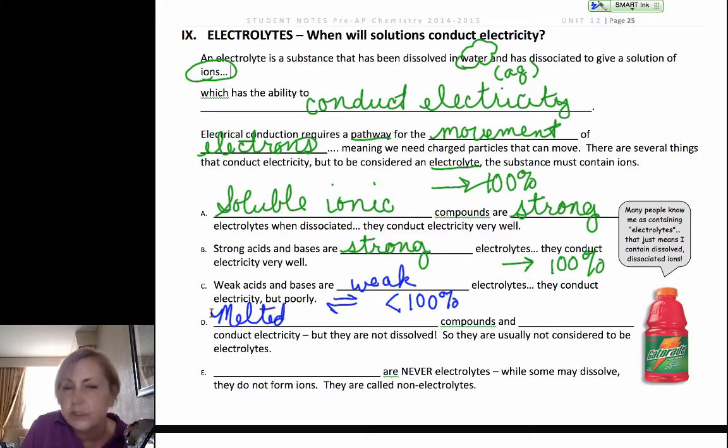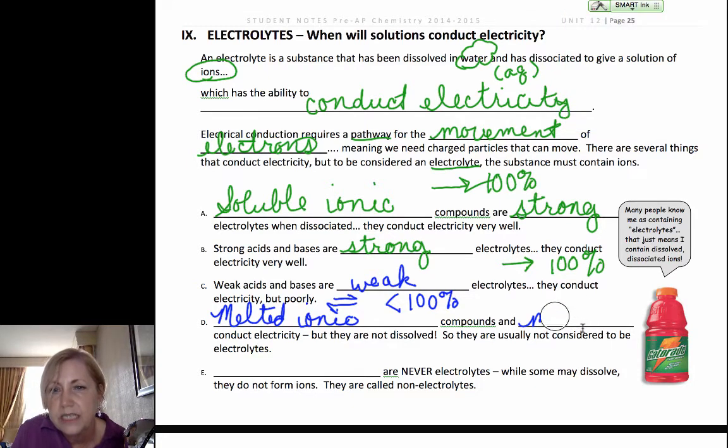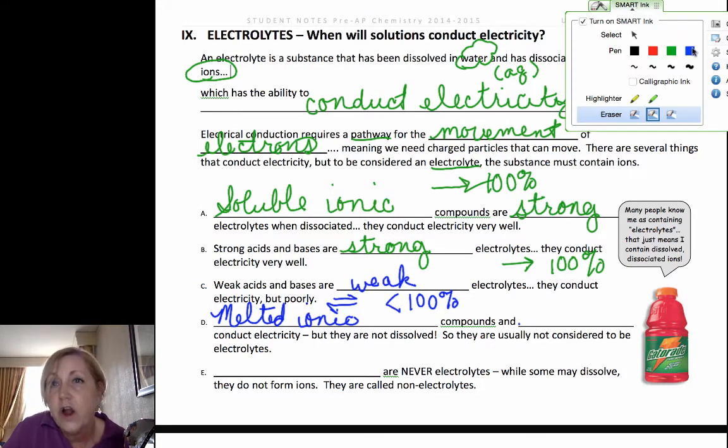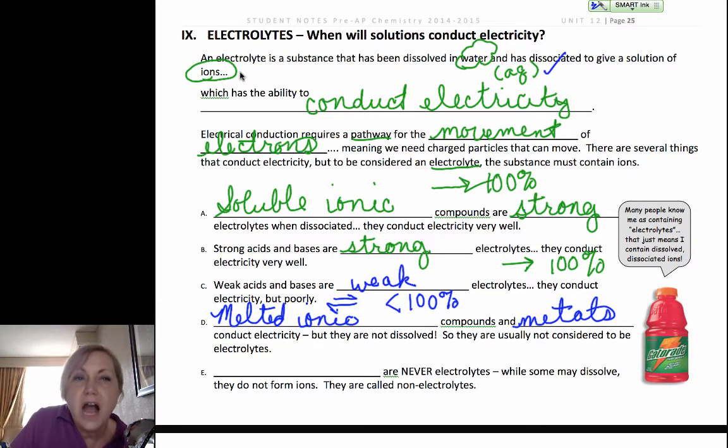All right, again, contrasting those, if you have melted, just because it conducts electricity, that doesn't mean it's an electrolyte. So if it's a melted ionic compound, we learned this last semester, and metals, which you should know intuitively, metals conduct electricity. So they are conductors, but they're not considered to be electrolytes. Just because it conducts doesn't mean it's an electrolyte. It has to be an aqueous solution of ions to be called an electrolyte.